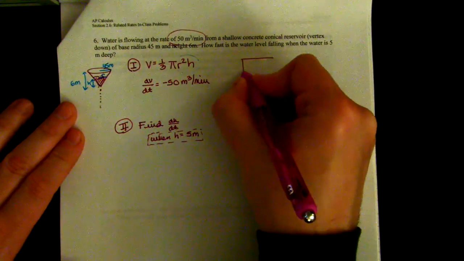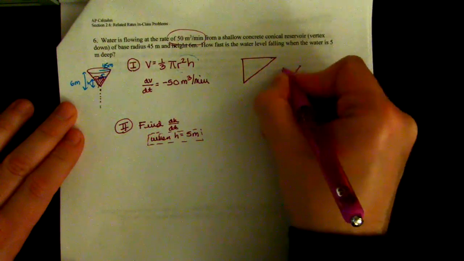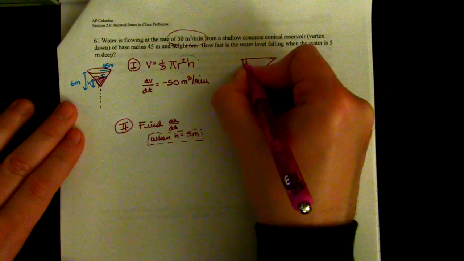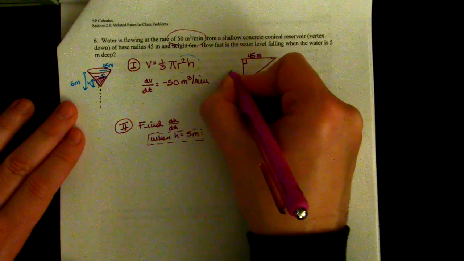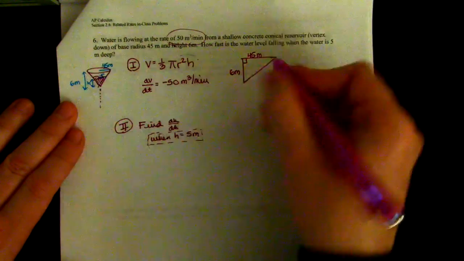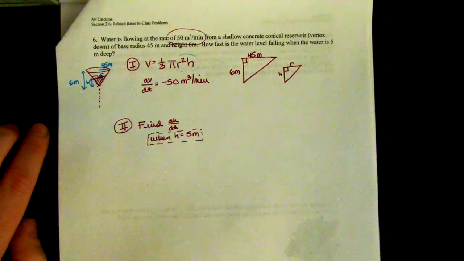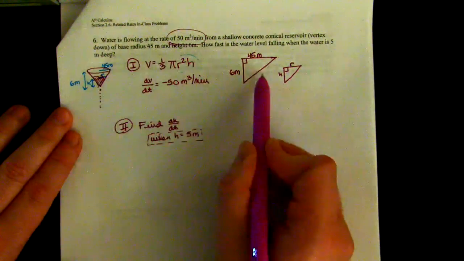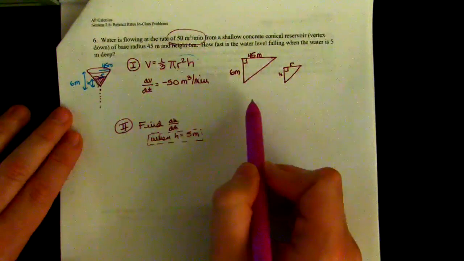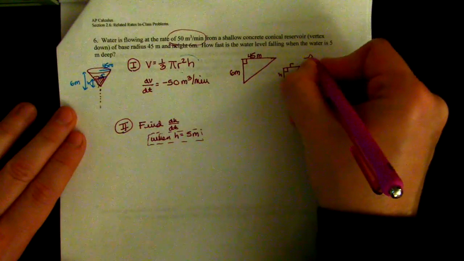Let me look at a cross-section here. Here's a cross-section of the cone. Here's the cross-section of my water. The cross-section of the entire tank has a radius that's 45 meters and a height that's 6 meters. The cross-section of my water has a radius of r and a height of h. What we should realize is these two cones, and therefore these two cross-sections, are similar. We can form some ratios out of them. These triangles are going to be similar.